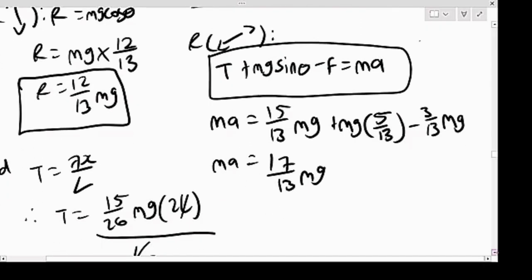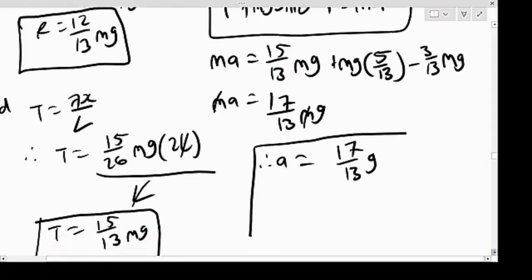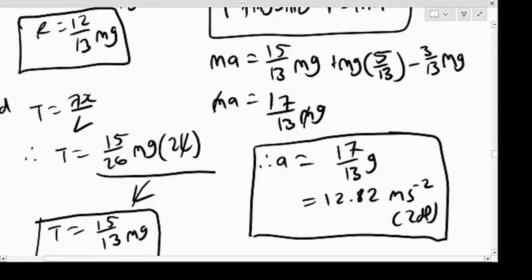Okay, well there we are. So that we can therefore, if we divide by m, we just get A to be 17 over 13 g. Okay, and that is my acceleration. And there we are. You could, if you wanted to, give it as a number. If you took g to be 9.8, and you times that by 9.8, you get 12.82 meters per second squared to 2 decimal places. Either answer, I think, should be fine. But there we are.